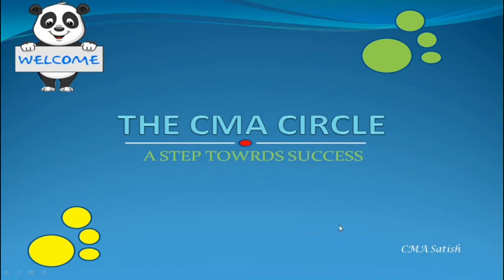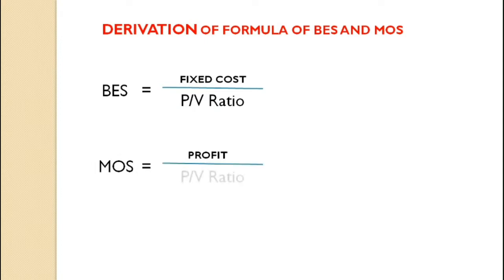Today, we will derive the formula of break even sales and margin of safety. Now, the formula of break even sales is fixed cost divided by PV ratio, and margin of safety is profit divided by PV ratio. Now, the question arises: where does this formula come from and how is it derived? Sure, here we derive the formula.